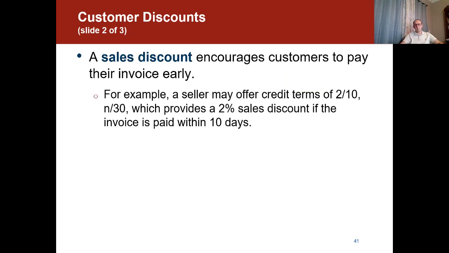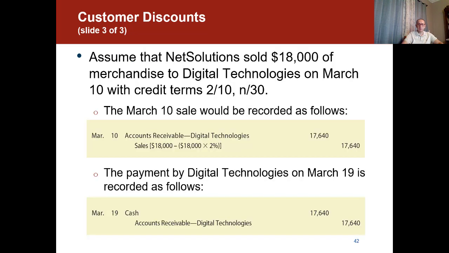Sales discount encourages customers to pay their invoice early. For example, a seller may offer credit terms of 2/10, net 30, which I hope you're experts in right now, which means that we provide a 2% sales discount if the invoice is paid within 10 days, and the maximum period that we should receive our money is within 30 days. So let's see an example for customer discounts. Assume that Net Solutions sold $18,000 of merchandise to Digital Technologies on March 10th with credit terms 2/10, net 30. The March 10th sale would be recorded as follows.